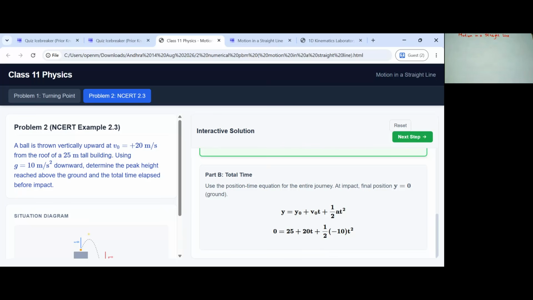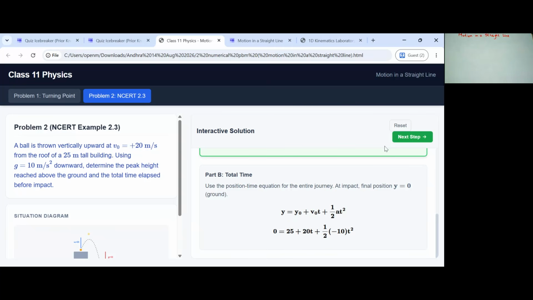So let's set our coordinates carefully. Let's make the ground y equal to 0. Our initial position y naught is the roof, which is at plus 25 meter. When the ball hits the ground, its final position y is 0. So let's plug in the numbers: y equals 0, y naught equals 25, v naught 20, a minus 10.